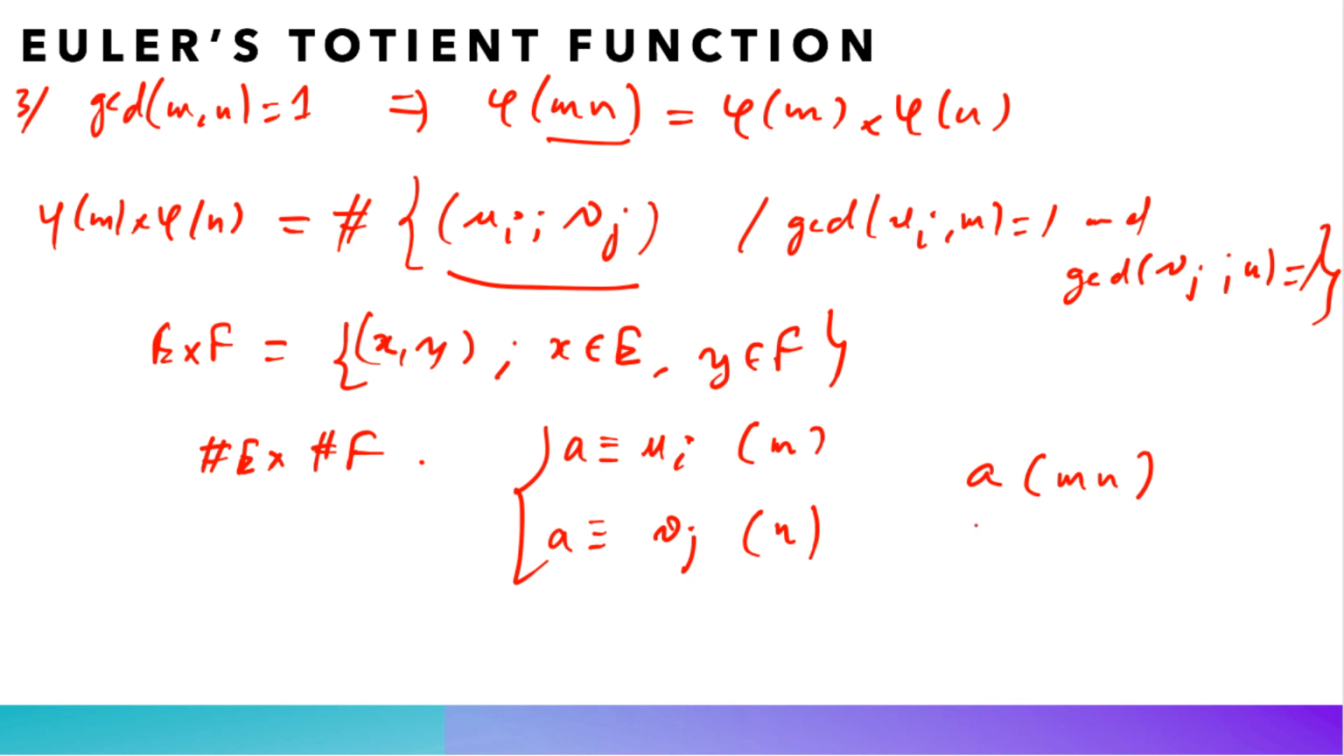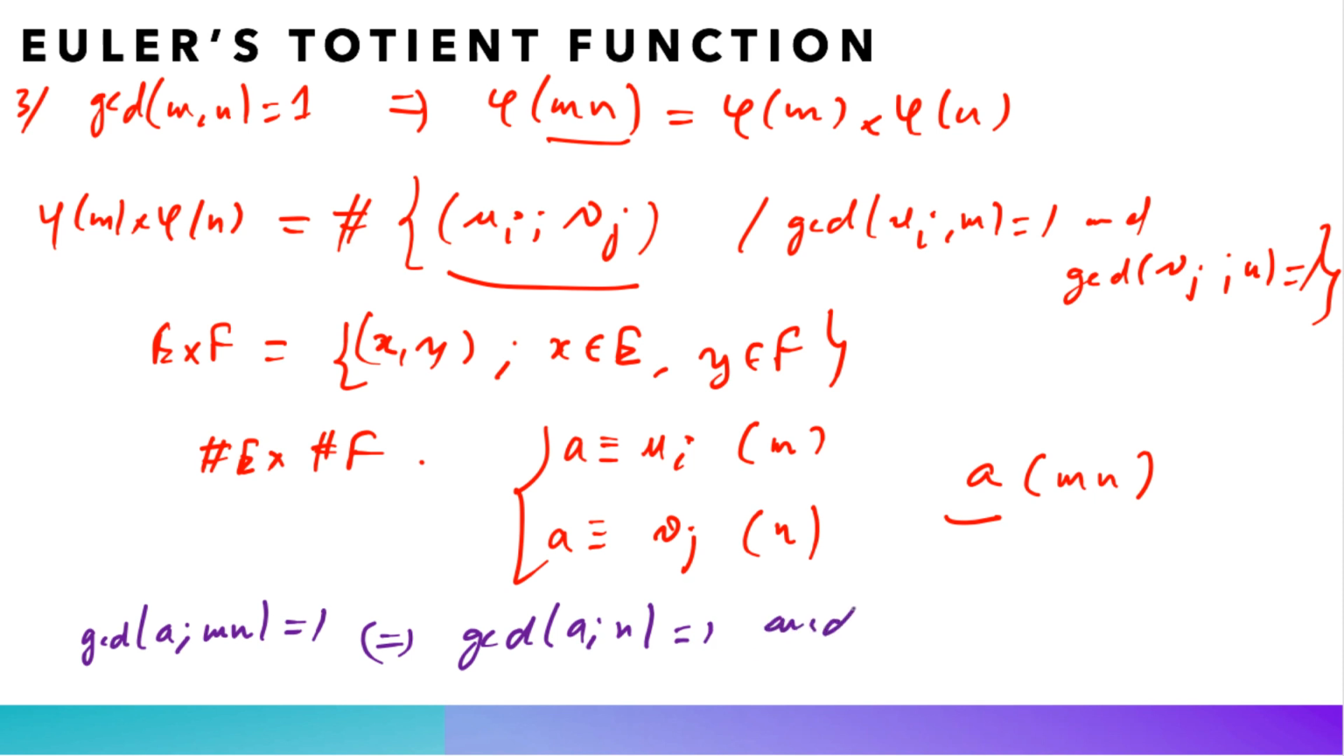So all we have to do now is to show that A must be coprime with mn. And I'll leave it to you as a small exercise to show that the GCD of A and m times n is equal to 1 if and only if the GCD of A and n is equal to 1 and the GCD of A and m is equal to 1. Meaning that A is coprime with mn if and only if A is coprime with n and A is coprime with m. Of course, here m and n are coprime.